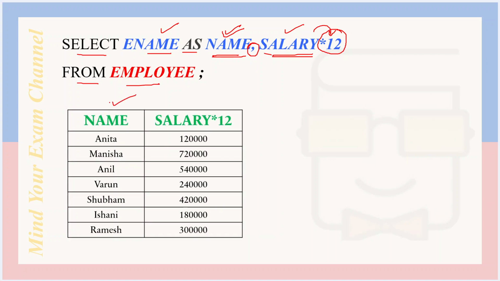This is the e-name attribute whose name we have changed and we have given it a new name which is name. Then this is the second attribute that will be shown in the result. These are the values obtained by multiplying the original values that were present in the salary column of the employee table by 12. Now if you want that instead of writing *12 you write annual income, then how will you do that?